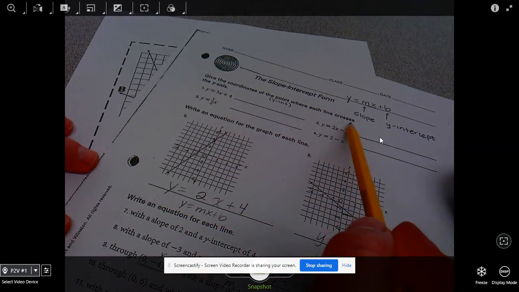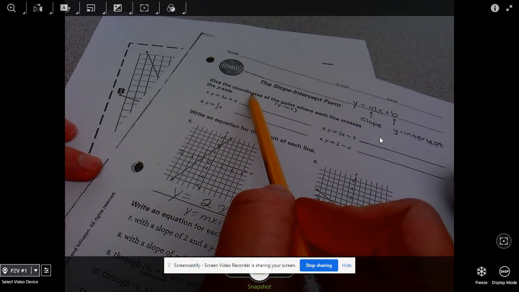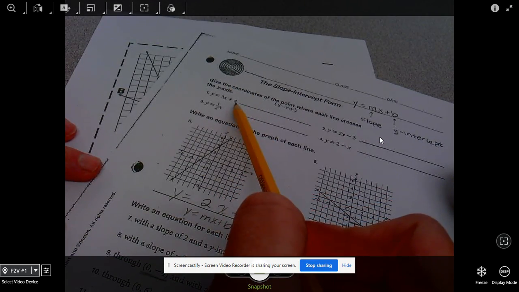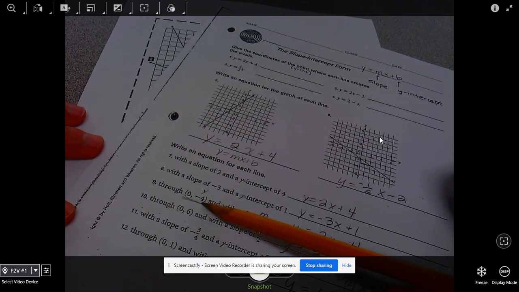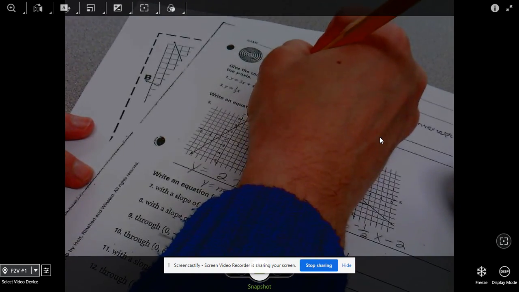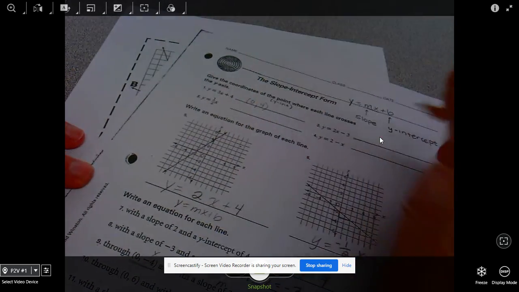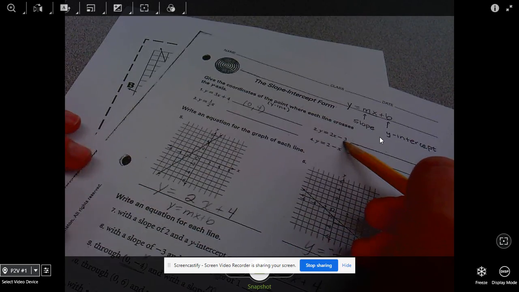It says up here, give the coordinates of the point where it crosses the y-axis. So they want a coordinate for this point, and it crosses the y-axis. Well, we just said a y-intercept always has an x value of 0. So you're always going to have an x value of 0 for your y-intercept. Your y-intercept here is 4. Your y-intercept here is -3.